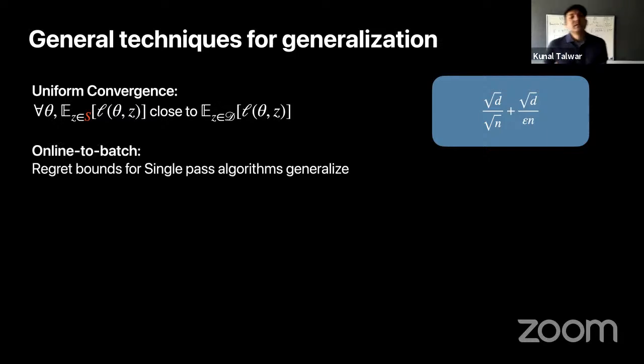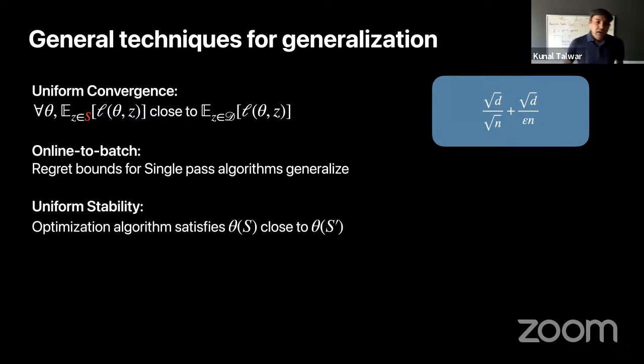There are other techniques. There's something called online to batch conversion, which says that essentially if you have regret bounds that hold for a single pass algorithm, then they will generalize to the population. Unfortunately, the best known ERM algorithms make multiple passes over the data set, and we will not be able to use online to batch for that.